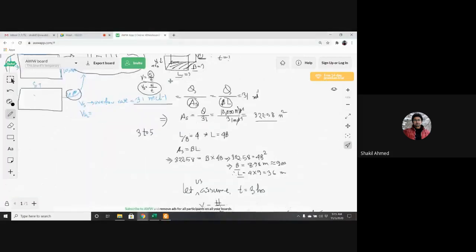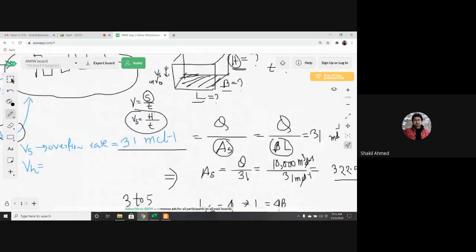Also, you can calculate the horizontal velocity. Horizontal velocity will be what? Horizontal velocity, this one. VH equals to what? L by T. If this V is V horizontal, then S will be what? L. Am I right? Yes, sir.